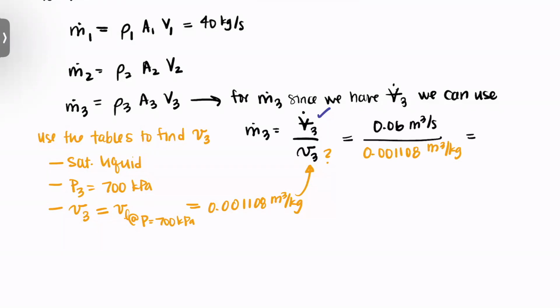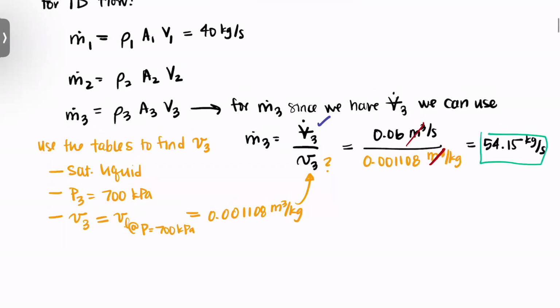Let's first have a look at the units. The cubic meters cancel. The 1 over kilogram flips around to be in the numerator and we get kilograms per second, which is good because that's what we want for m dot. Those are the units of m dot. Once we do this 0.06 divided by specific volume, we get 54.15 kilograms per second. Okay, so that's good. That's one more piece of the puzzle that we now have.